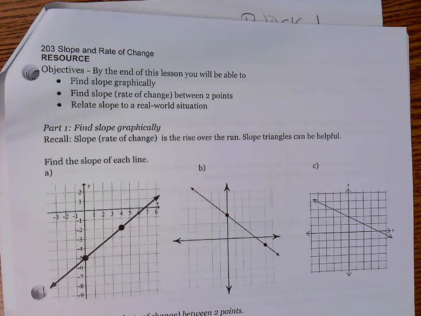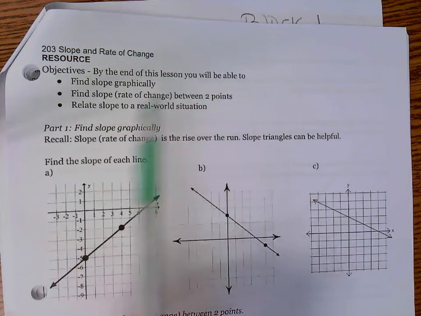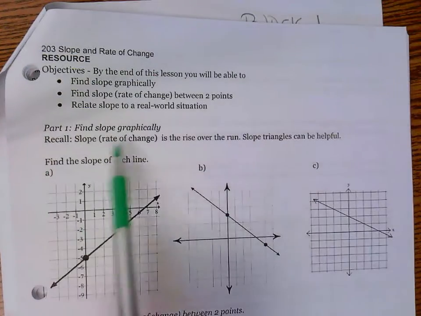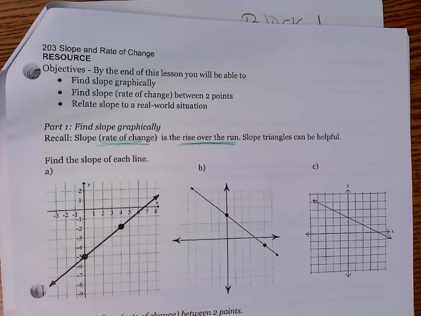Slope graphically, find the slope using 2 points, and relate slope to a real world situation. So just looking at rate of change before we go into graphing some lines next week. It just says recall that slope is just the rise over the run. So if you use a slope triangle off a graph, that might be helpful.